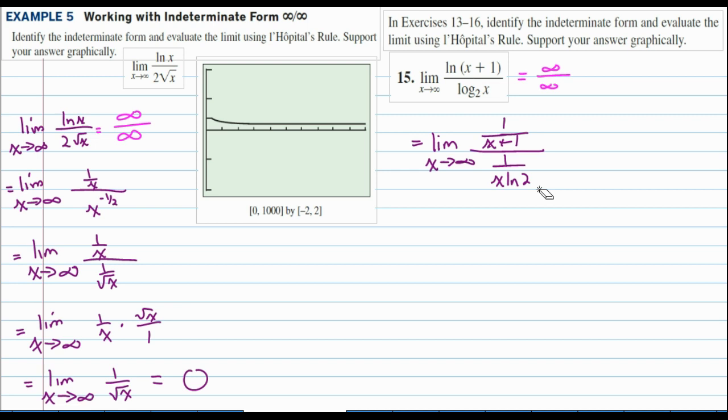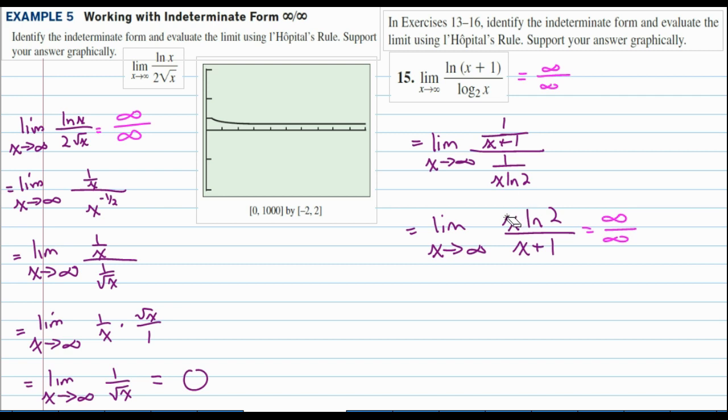It's not really much simplifying I can do here, but I am dividing 2 fractions, so instead I'll change that to multiplying by the reciprocal. And then I'll try plugging in infinity again. Now I have infinity times the natural log of 2, which is going to approach infinity, and then infinity plus 1. So I still have infinity over infinity. I got to use L'Hopital's rule again.